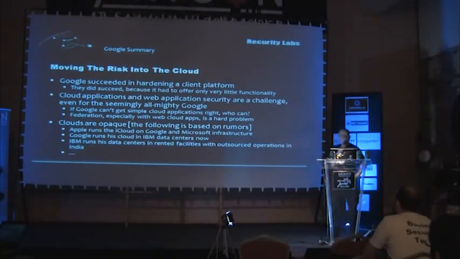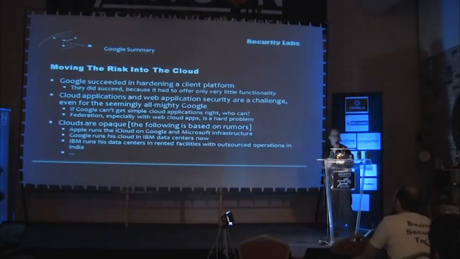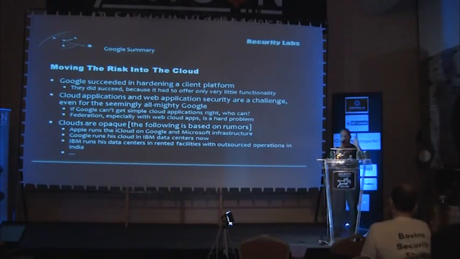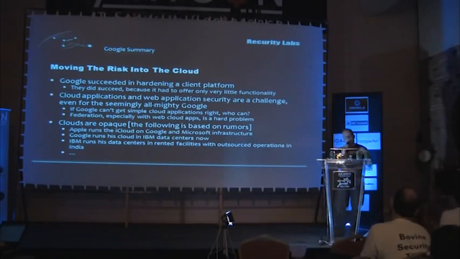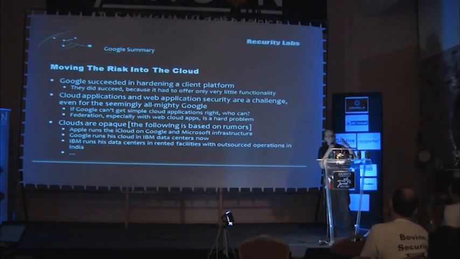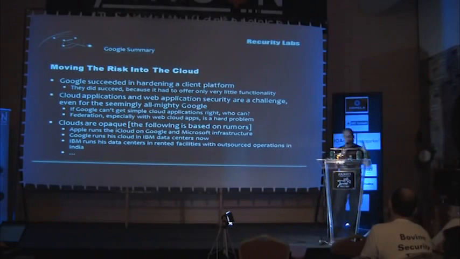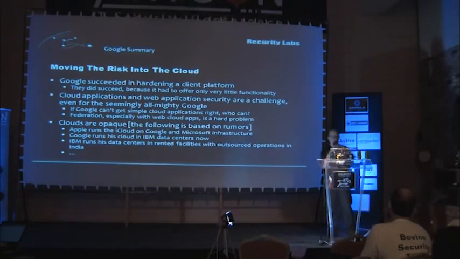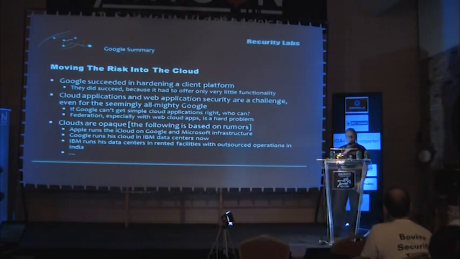So what you see here is the Google summary: essentially, Google succeeded in hardening the client platform in order to make the user feel this is really safe and I can enter my data here. What in fact happens is you're moving the risk into the cloud, where the security challenges are still a lot harder, and even almighty Google makes mistakes. We learned how to do this right many years ago, but in cloud computing we throw away this knowledge and begin anew as if nothing happened.